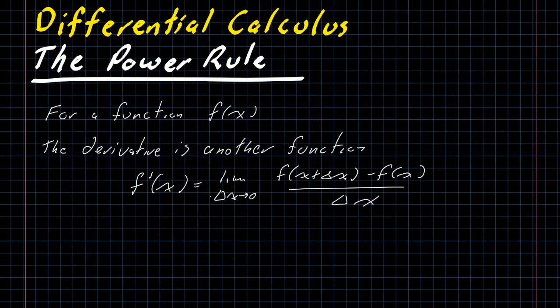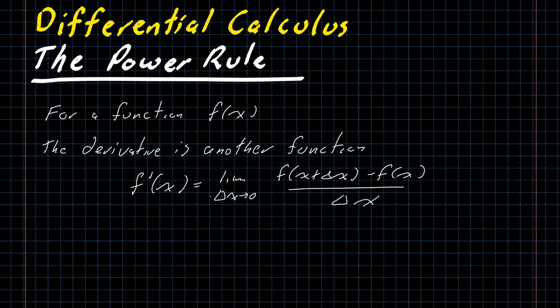We've already worked with the derivative of a function in the past. So if we have a function f of x, the derivative of f of x is another function, which we've been denoting as f prime of x, and it's defined using this limit definition.